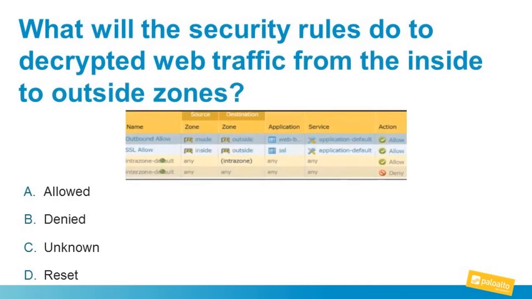Next, what will the security rules do to decrypted web traffic from the inside to outside zones? So here we are looking at this screenshot of a security policy. As we go through the information provided here, we only have a few columns. We have no additional information. And my possible answers are that the traffic is either allowed, denied, unknown, or reset.